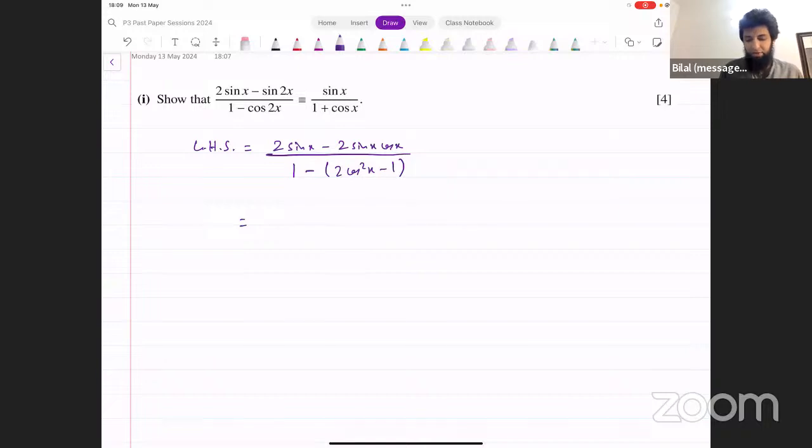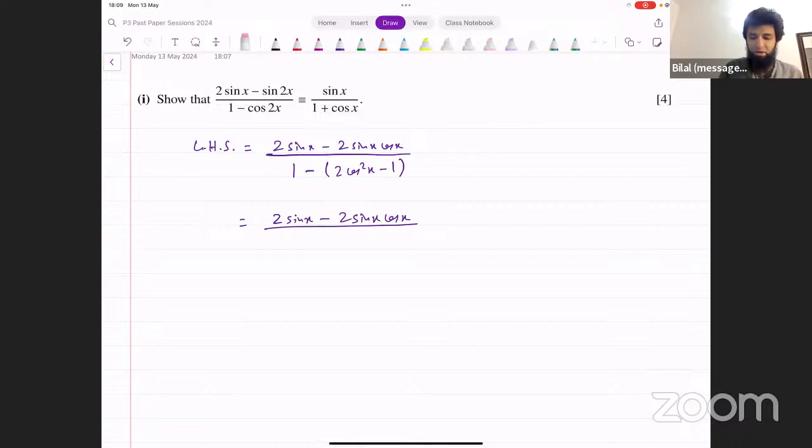Now, let's see what we get from this. When we simplify this, it becomes 2 sine x minus 2 sine x cos x. So while you do this, you have to think a couple of steps ahead. Okay, this is what I can do next after this, keeping the end in mind that you want sine x in the numerator and 1 plus cos x in the denominator.